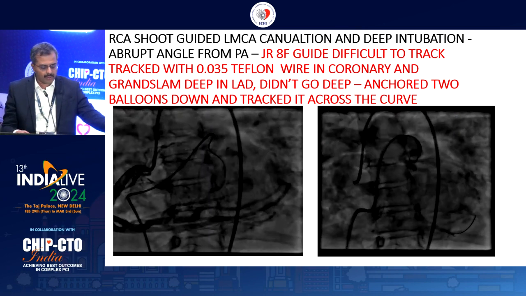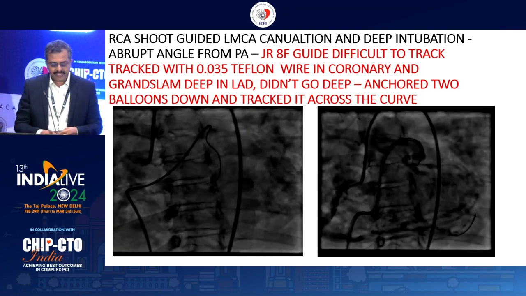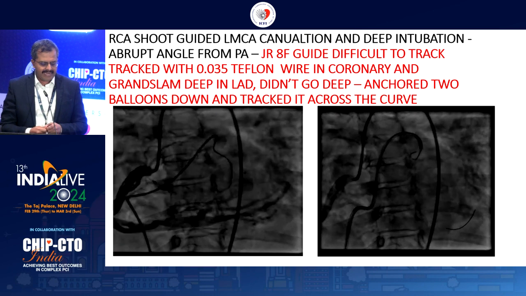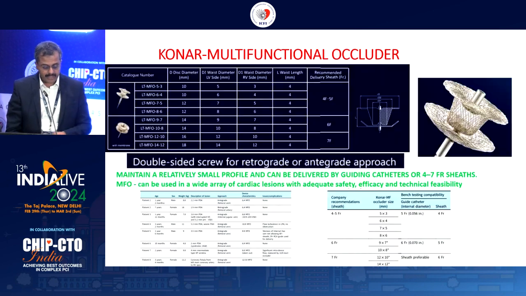We put a Teflon wire down the coronary, take a Grand Slam wire down the LAD, still we find it difficult. So we take 2 wires into the coronaries and then we dilate these balloons and track the guide deep into the left main.